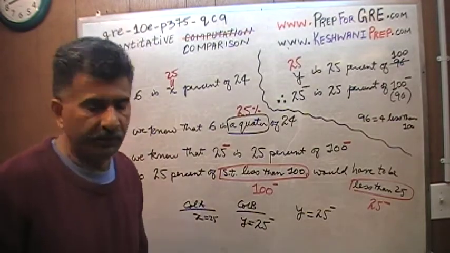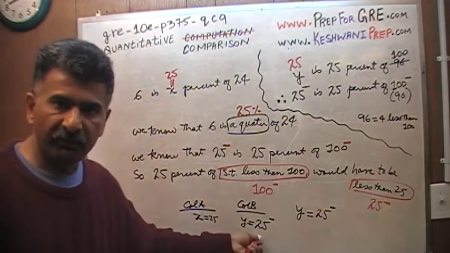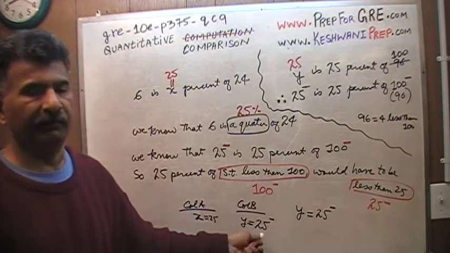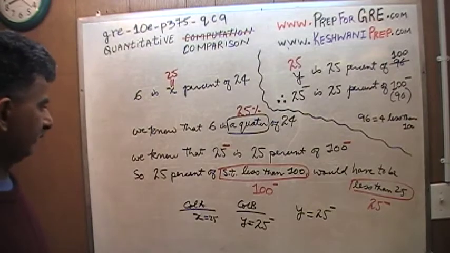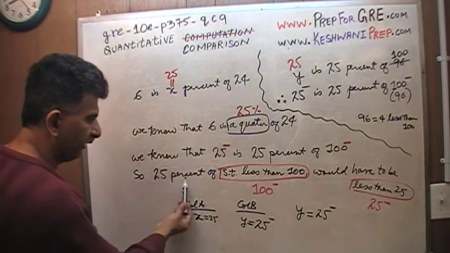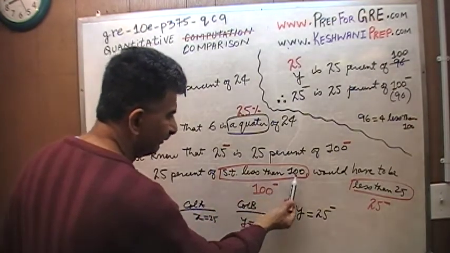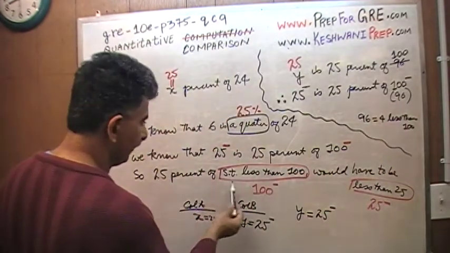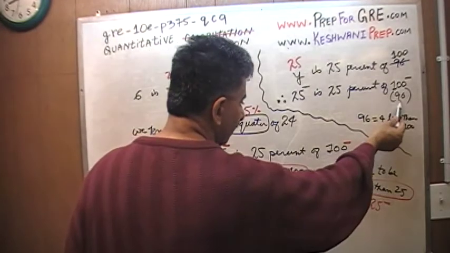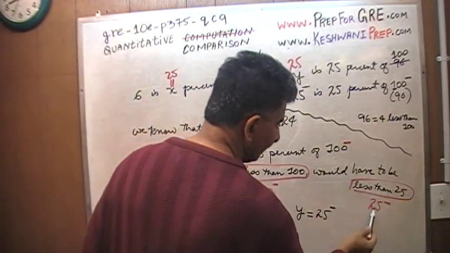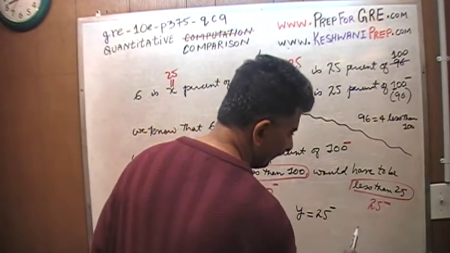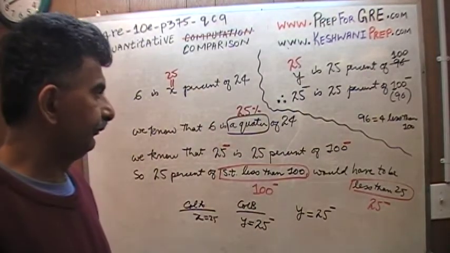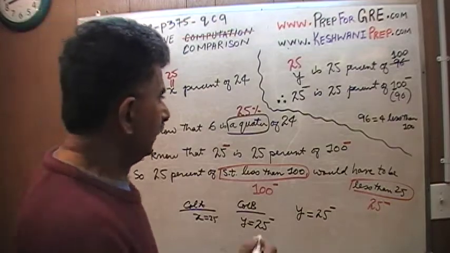But that wasn't the point here. The point is to understand that 25% of something less than 100 would have to be something less than 25. That's what I want you to understand. Something less than 100 is your 96 right there. 25% of something less than 100 would have to be something less than 25, which I just told you actually is 24. Alright?